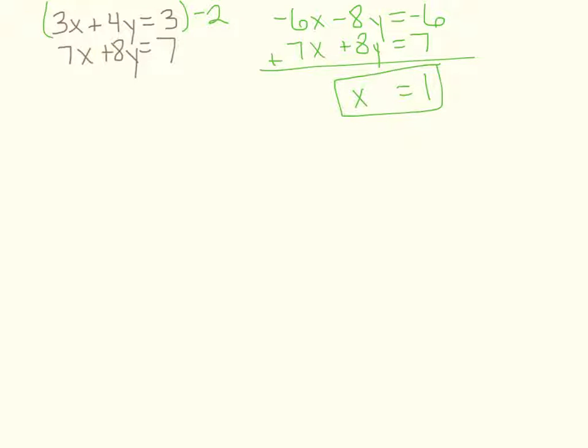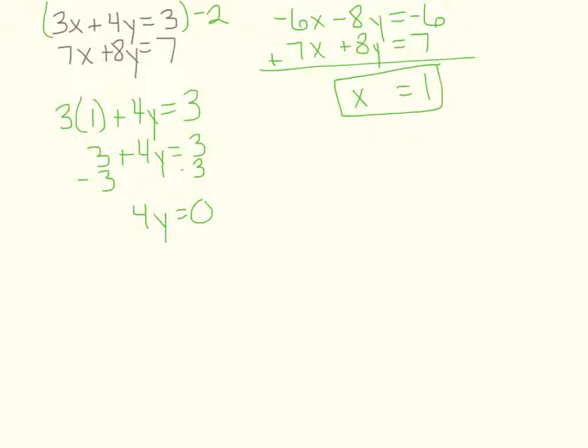And pick one to plug it into to solve for y. I'm going to go with the first one again. So 3 times 1 plus 4y equals 3. 3 times 1 is 3. Then we subtract 3. 4y equals 0. Divide by 4. y equals 0. And there's your other answer.